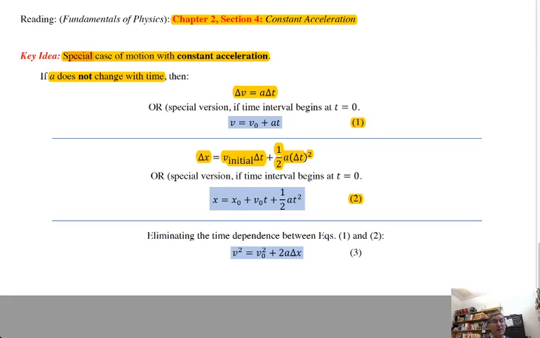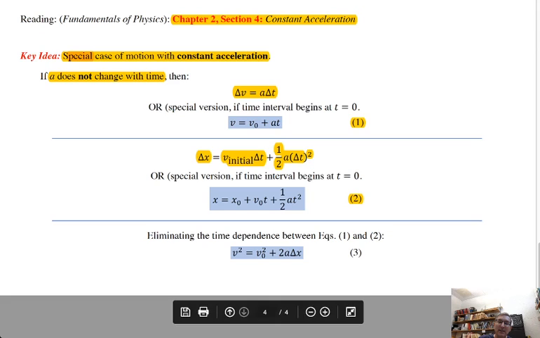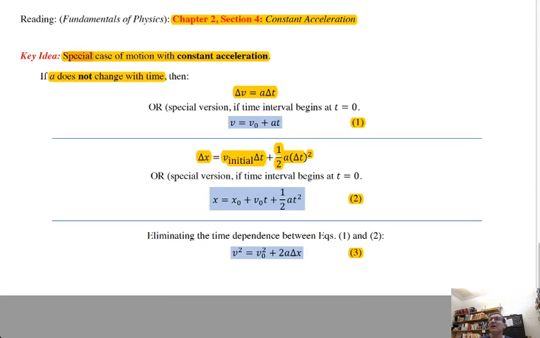You have to do the algebra carefully, but when you do, you get the third constant acceleration equation, and it no longer has the variable t. And here it is highlighted at the bottom of the screen. It says v final squared equals v initial squared plus 2 times a times the change in the position. No t. Okay?